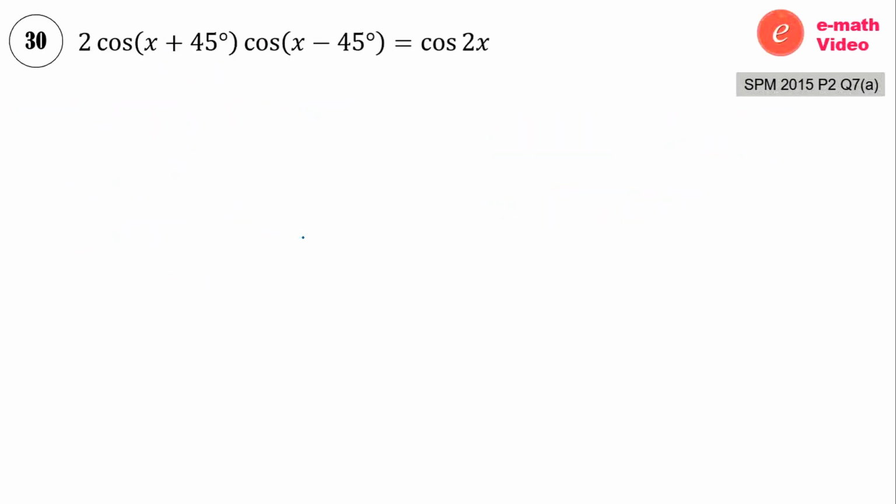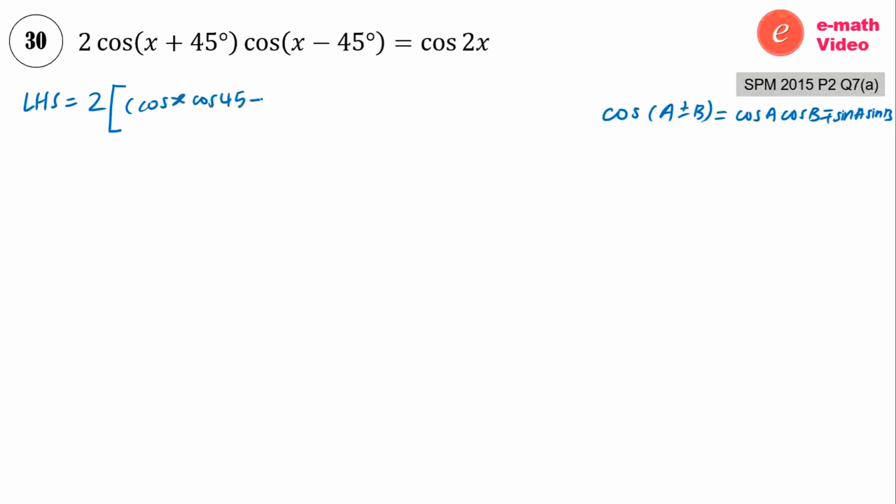Number 30. Okay, an SPM past year question came up. But don't worry, we'll just use the addition formula for it. Alright, so on the left hand side, we have a 2. The compound angle for cos is cos a plus minus b equals cos a cos b minus plus sine a sine b. Okay, so this will be cos x cos 45 minus sine x sine 45.